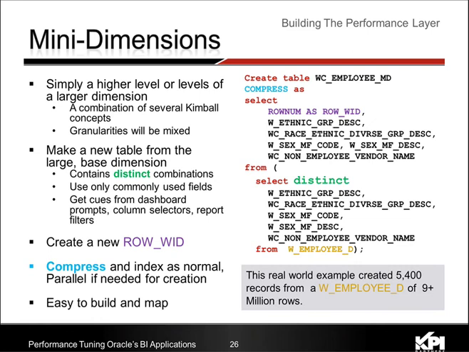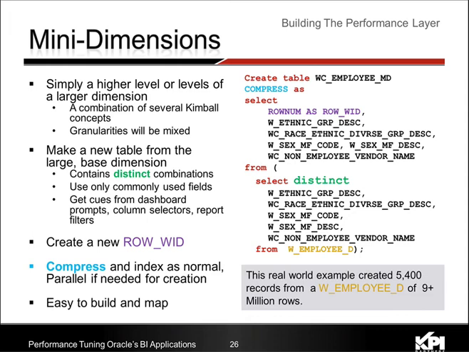So that means it's not one-to-one with the base, which means we need a new row width, a new surrogate key. And so this particular query here actually selects 5 different fields from the base employee table. And those are the key fields that we actually were using in our dashboard. There's lots of other fields, but they were not critical for the dashboard environment. These were various prompts and column selectors that we had.